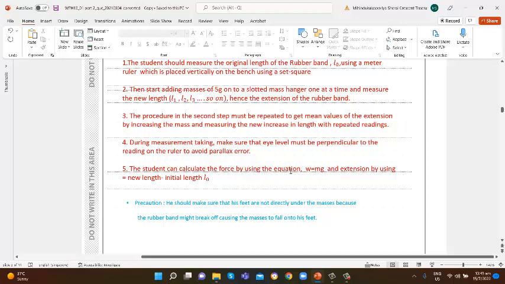So therefore, I mentioned the precaution when handling heavy masses. The student should make sure that his feet are not directly under the masses, because the rubber band might break off, causing the masses to fall onto your feet. So you have to be very careful.